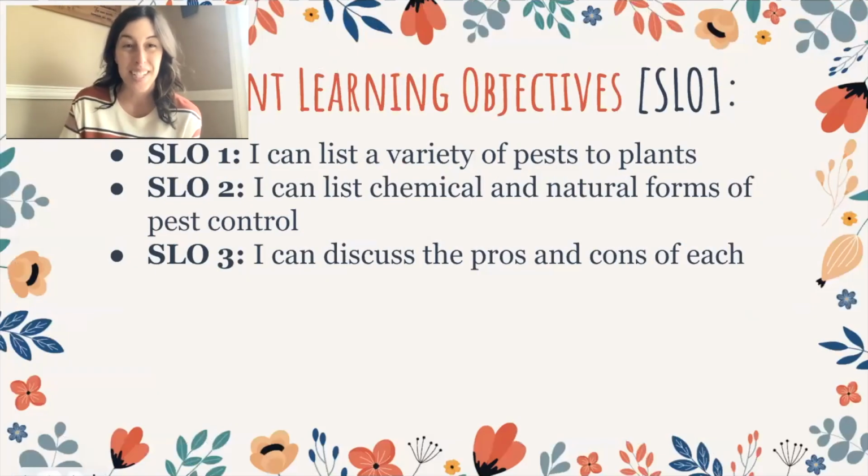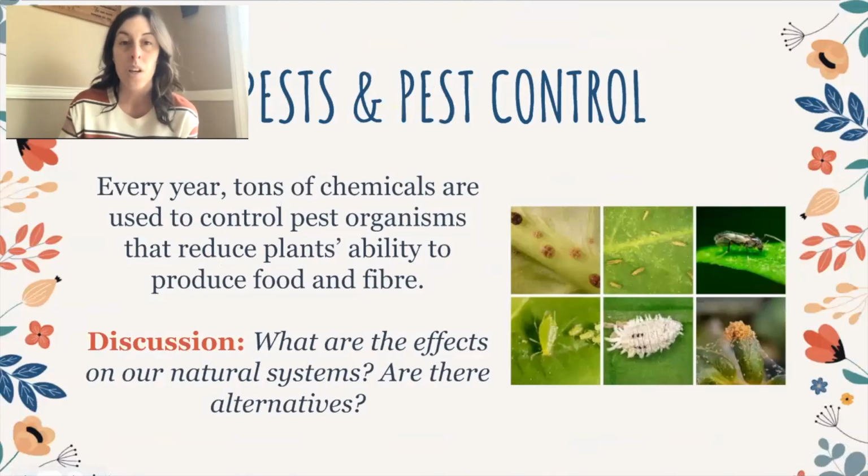Your objectives for today are: I can list a variety of pests to plants. I can list chemical and natural forms of pest control, and I can discuss the pros and cons of each. So these objectives are going to cover today and they're going to cover tomorrow. So, pests and pest control.